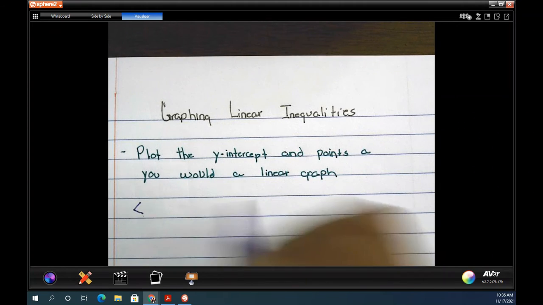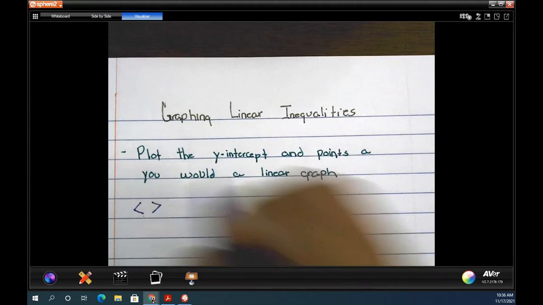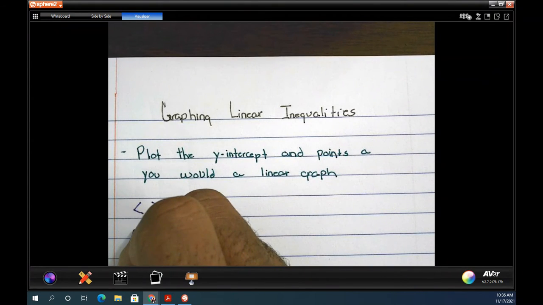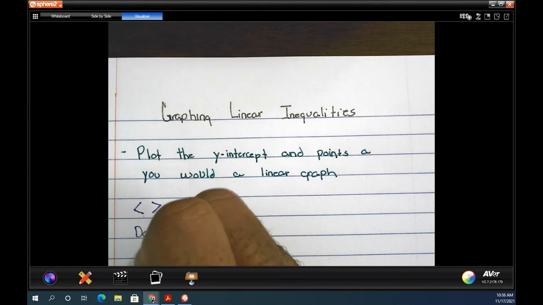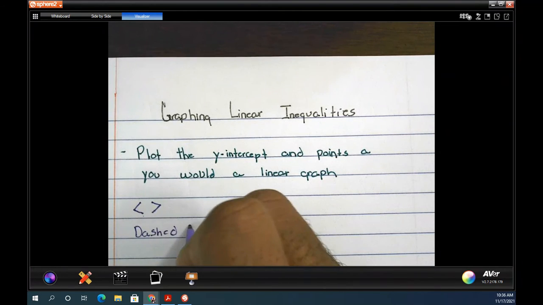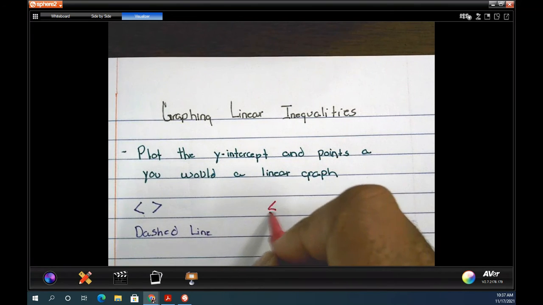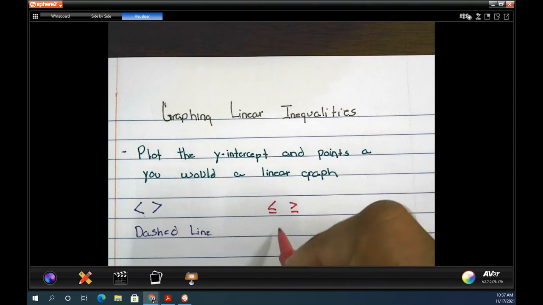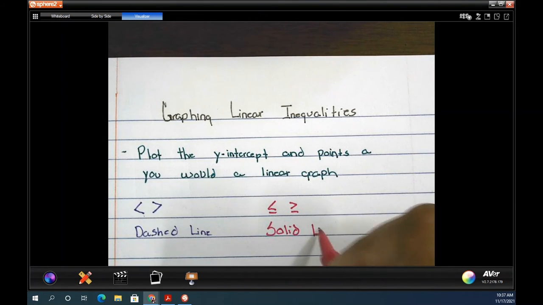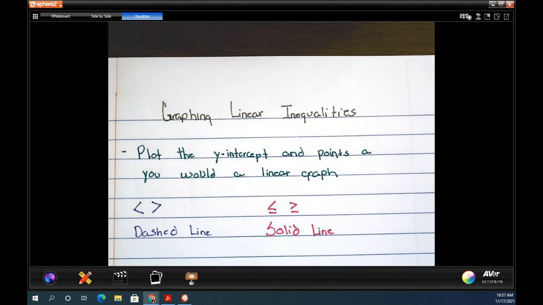If it's less than or greater than, it will be a dashed line. And I'm doing them in order of your decision. Now, if it's less than or equal to, or greater than or equal to, it's a solid line. Just like that. Okay? Now, here's the thing.